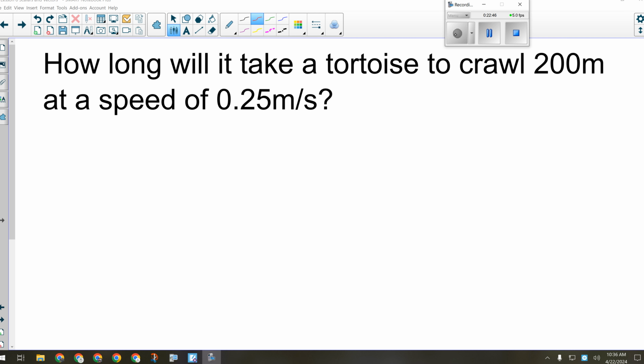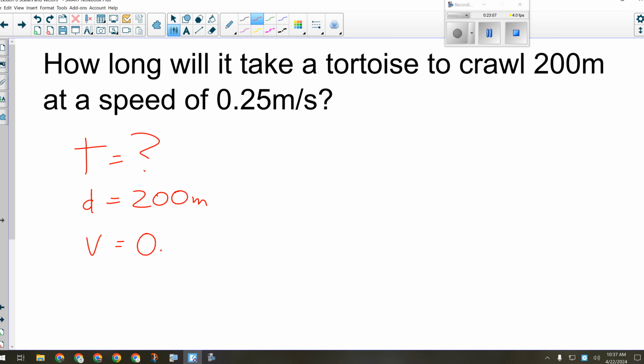So in this one here, how long will it take? What am I looking for? Time. Yeah, time is always how long something takes. 200 meters. What did they give me? Distance. Okay, and I know it's not displacement because they didn't say what direction that 200 meters was. And they gave me speed because they outright say, here's the speed.